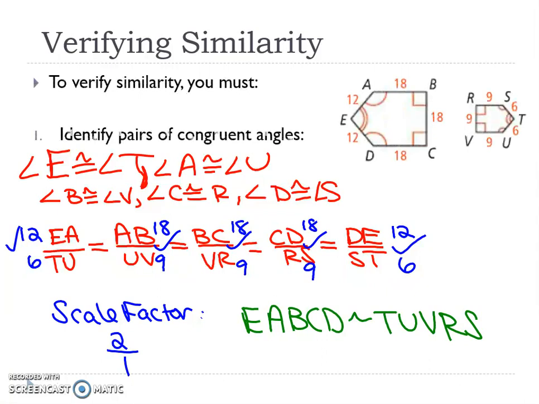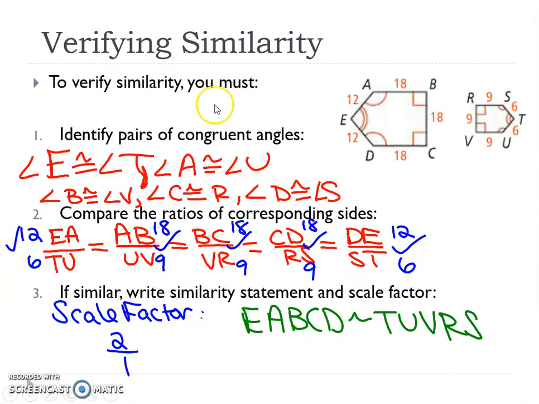Let's take a look at the next similar shapes. Here you have similar polygons. We're going to verify if they're similar, and you have to do these three things. Identify pairs of congruent angles, compare the ratios of corresponding sides, and if similar, write the similarity statement and scale factor. So these are the three things that you need to do to verify if two polygons are similar.